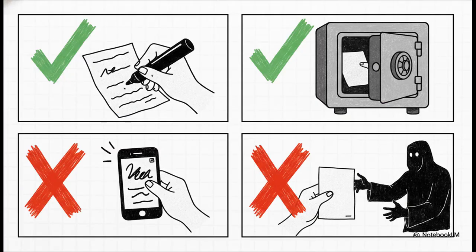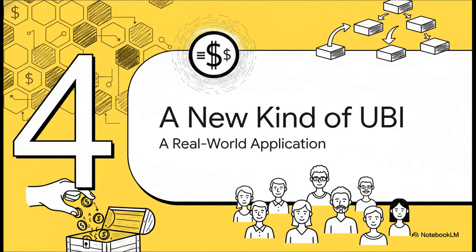So here are the non-negotiable rules. You write your seed phrase down on paper. You store that paper somewhere safe and offline, like a fireproof safe. You never, ever take a screenshot of it. And you never, for any reason, share it with anyone. I don't care if they say they're from customer support. It's a scam, period.